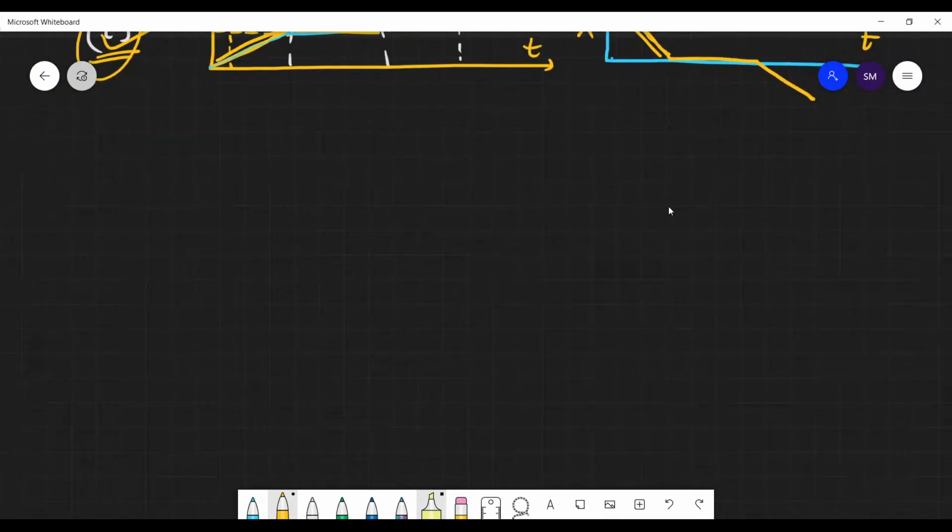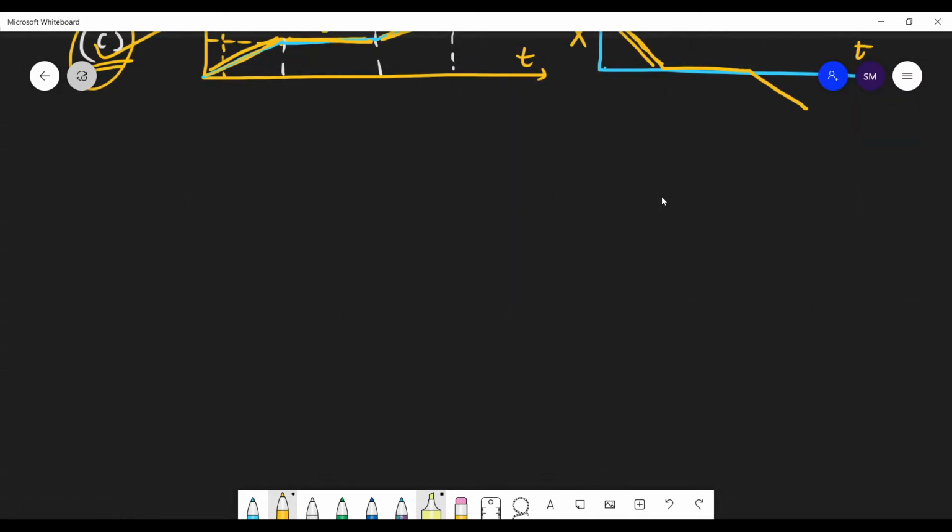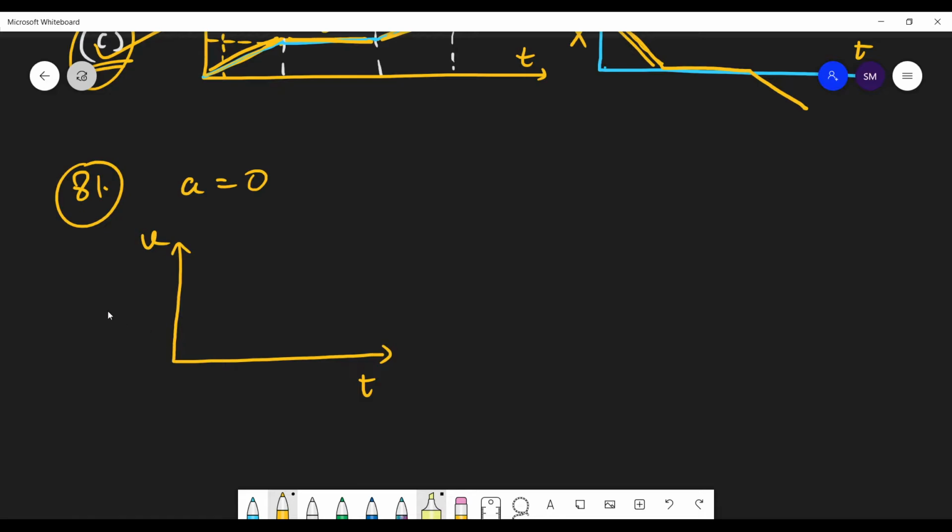So now let us move on to the next question. That is question number 81. The velocity time graph of the body moving with 0 acceleration. Students, here the acceleration is already given, that is 0. So which of the following graphs? This is the velocity time graph. This is option A. Option B. That's the graph.